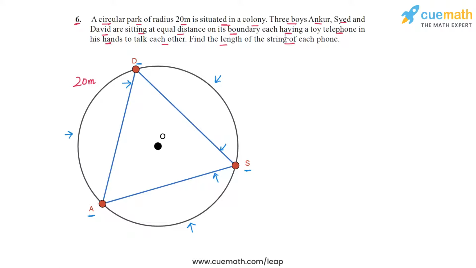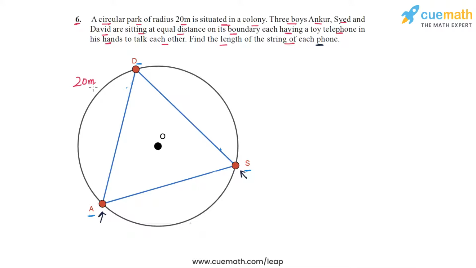Now what we have to find is the length of the string of each phone, and this string is basically represented by the segment joining 2 boys' positions. So for example, the length of the string between Ankur and Syed will be the length of this chord AS. So we have to find the length of the string of each phone. The 3 lengths will be equal because, as we discussed, triangle DAS is an equilateral triangle.